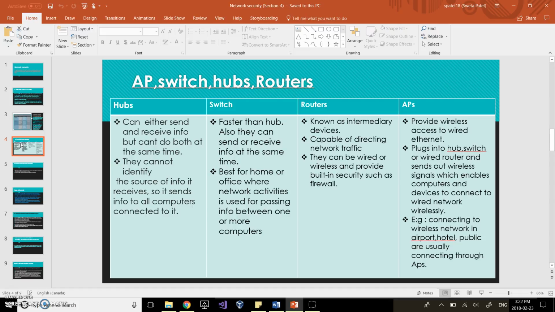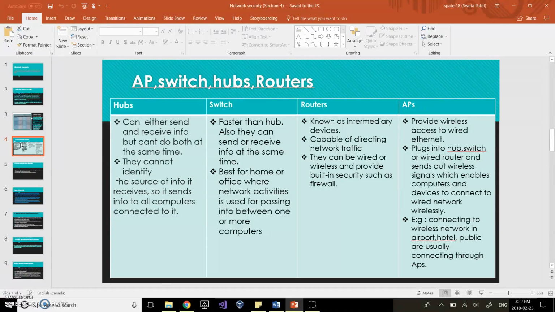Switches are faster than hubs. They can also send and receive information at the same time. They are best to use for home and office where network activity is used for passing information between one or more computers. Routers are known as intermediary devices, capable of directing network traffic. They can be wired or wireless and provide built-in security such as firewalls.